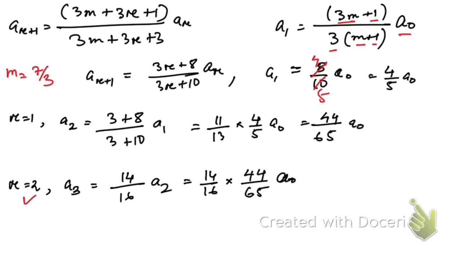Now if you cancel, then 7 twos are 14, 2 eights are 16, right? Then 2 fours are 8, then that's going to be 11, right? Then 77 by 130, and that's what we have got, right?